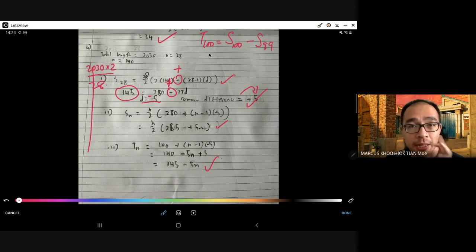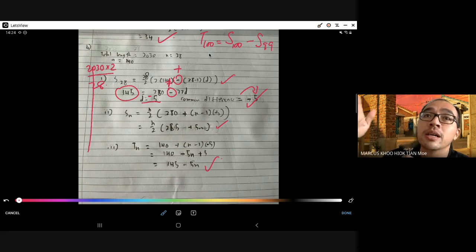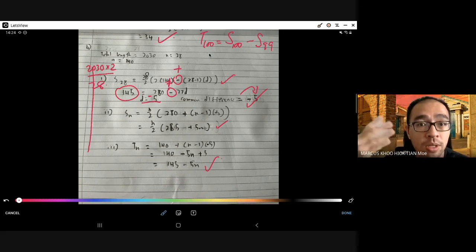Okay. But I like the fact that even though you got d equals 5, you understood that the biggest was 140, maka dia akan menjadi lebih kecil. So the difference would actually equal negative 5.